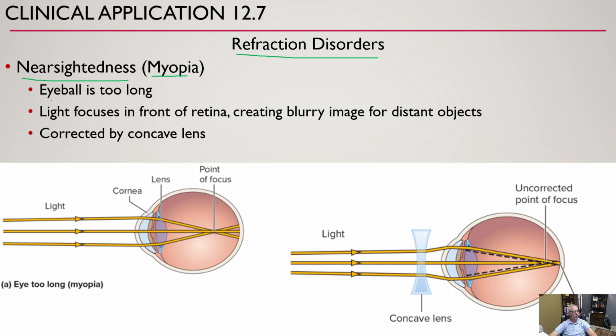In this case, our eyeball is too long, and what happens is that instead of focusing the light rays right here in your fovea centralis, the lens and cornea will bend the light rays to focus kind of in front of the fovea centralis. And we just use glasses with a concave lens to put the image back on the fovea centralis. That's all we do.